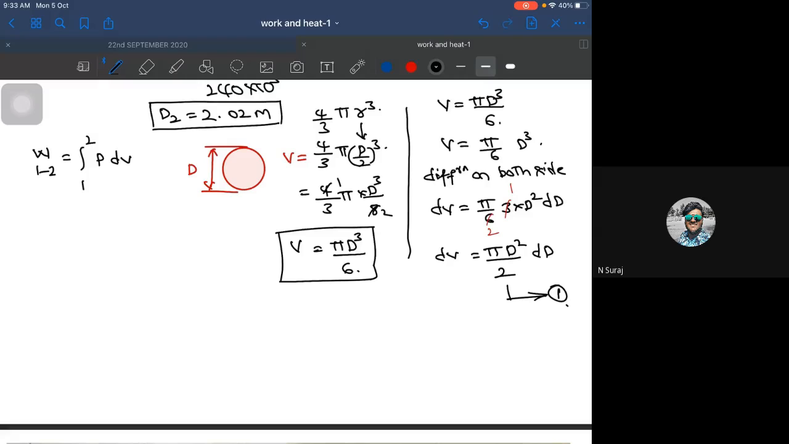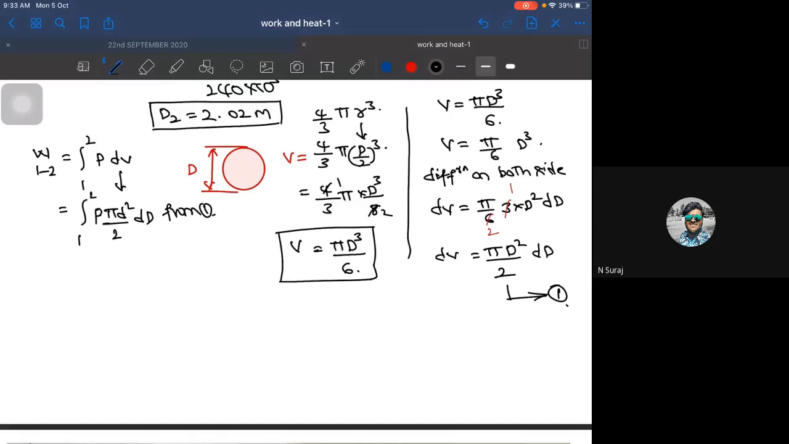So why have I done this? So that I can substitute in my PdV work. So put in the value of dV from 1, it is pi d square by 2 dd. Now I have changed the differentiation from V to d.